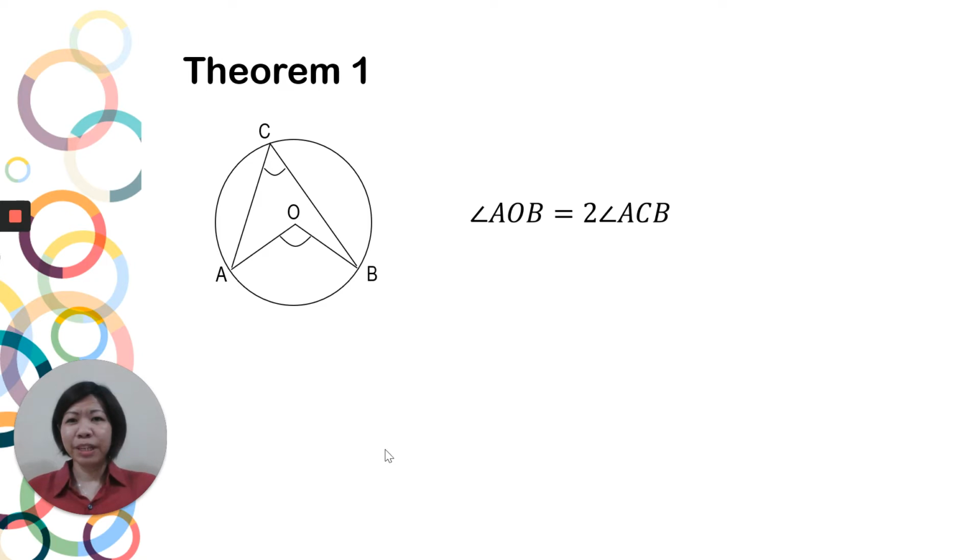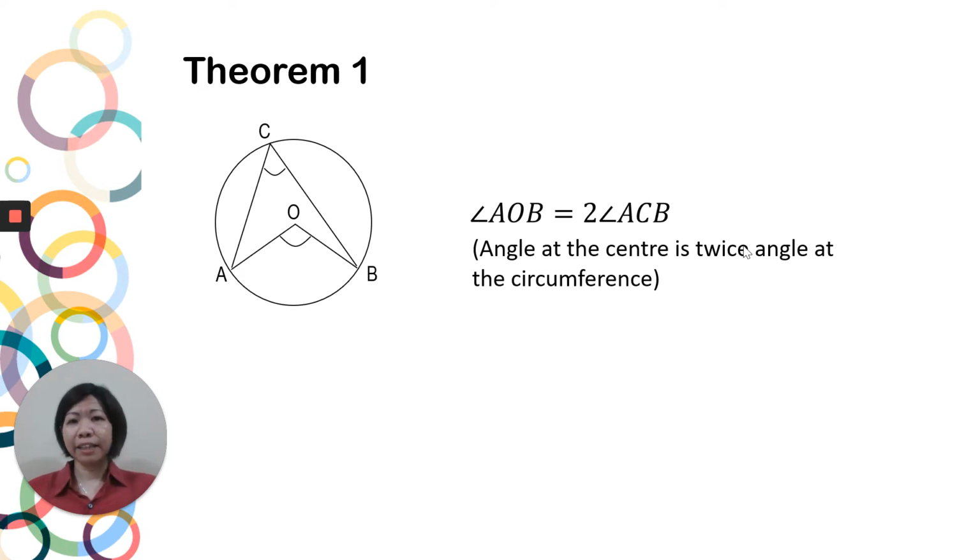Here on the diagram, you can see that you have two angles inscribed out of the same 2 points, which are point A and point B. The first angle is angle AOB, where O is the center of the circle. The second angle is angle ACB, where C is at the circumference of the circle. The first theorem claims that the size of angle AOB is twice the size of angle ACB. Or, in a sentence, I would write: angle at the center is twice angle at the circumference. Let's try to prove it.